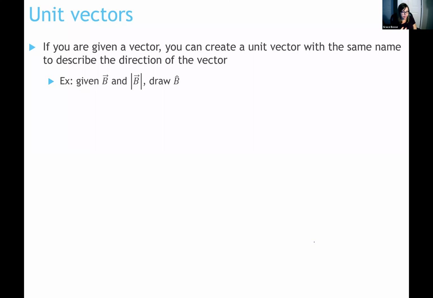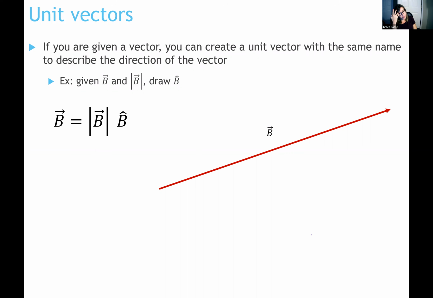So in this example, I know vector b looks something like that. It's really long. It's pointing up and to the right. I know the length of this vector. Now I need to define a unit vector that just describes the direction of this vector. So if the definition of vector b says that vector b is the norm of vector b times unit vector b, that's a definition. If I just divide both sides of this equation by the norm of vector b, I can get the unit vector all by itself.